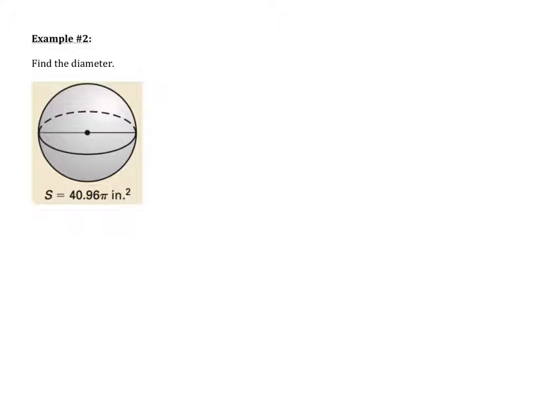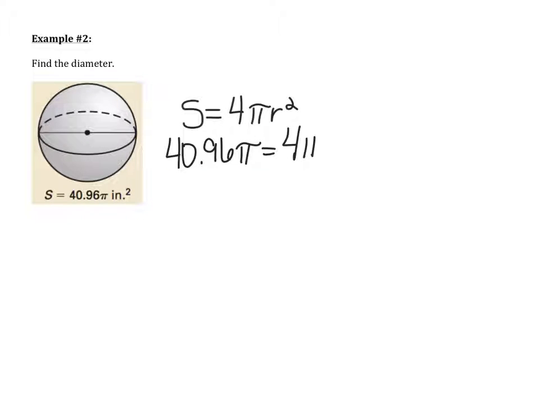And now here's example number 2. They want us to find the diameter. They give us that the surface area is 40.96 pi. So we're going to work backwards. Let's start with our formula. S equals 4 pi times r squared. We'll put the 40.96 pi in for S. And we're going to solve for r, and then once we know what r is, we'll just double it to find the diameter. So we're going to work to get r by itself.